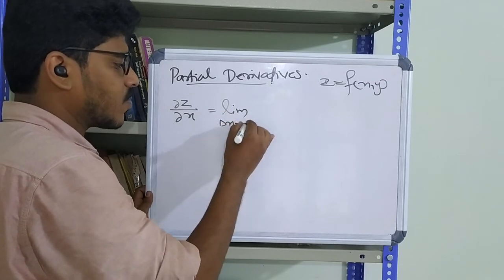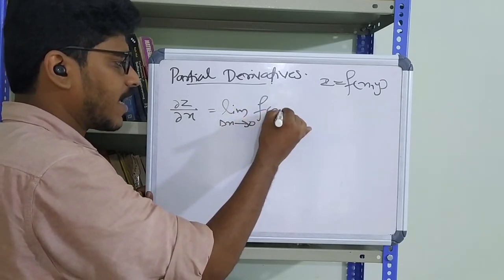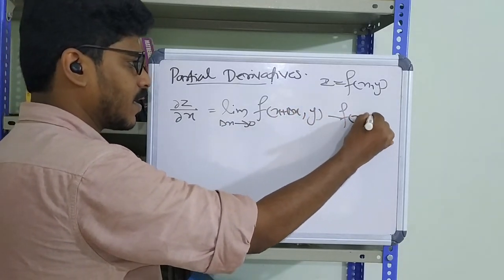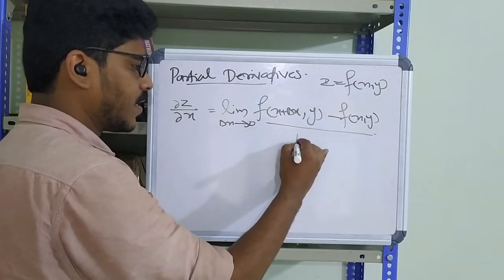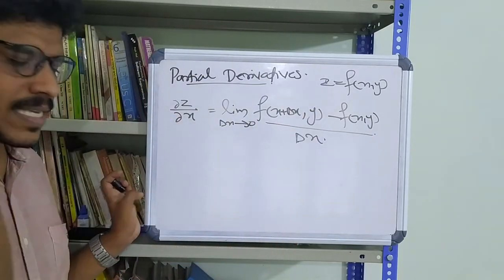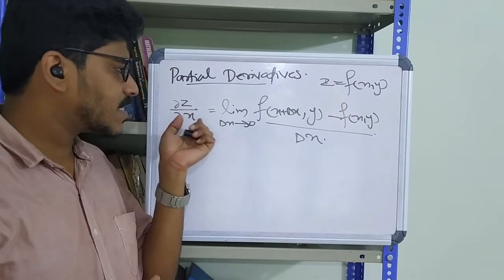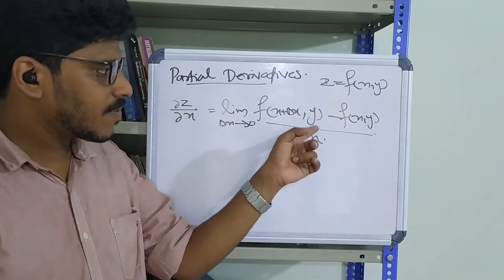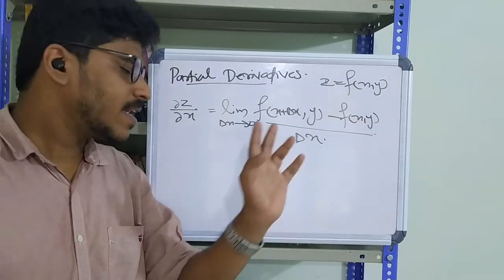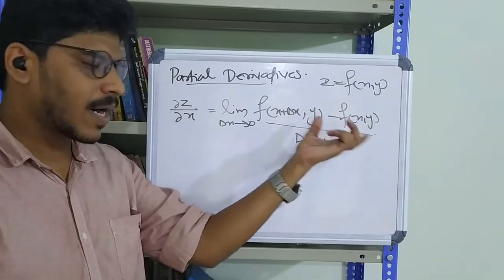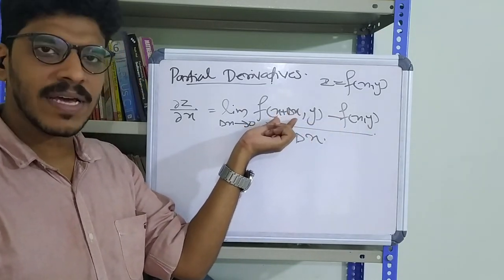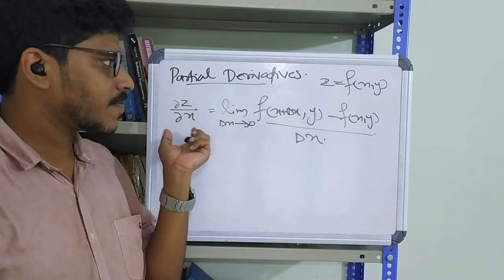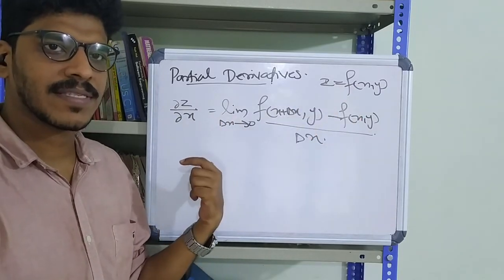limit Δx goes to 0, f of x plus Δx, comma y, minus f of x, y divided by Δx. See, we wanted to analyze the rate of change of z with respect to a change in x. So we had a small increment in x. We kept y as it is. We didn't make any changes to the y part of the function. We had our increment to the x part. So this actually gives us the partial derivative of z, or partial derivative of f, with respect to x.